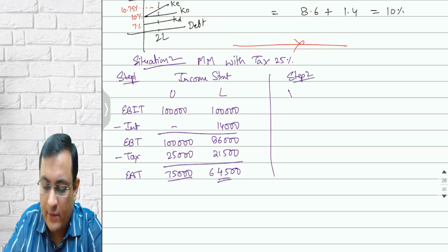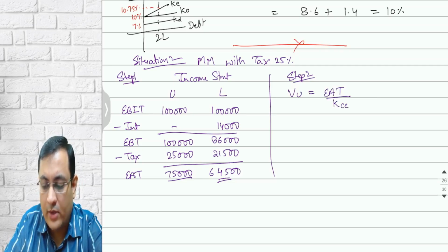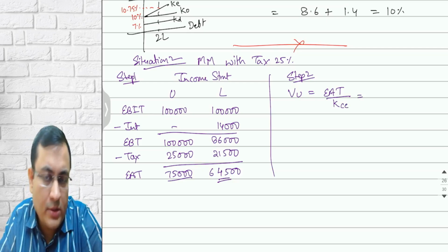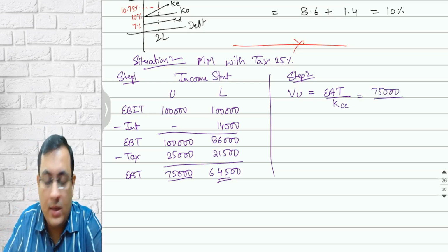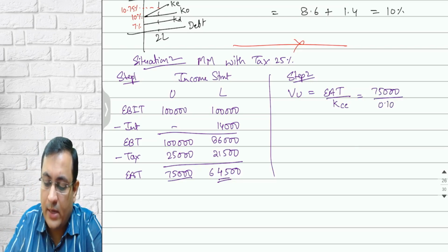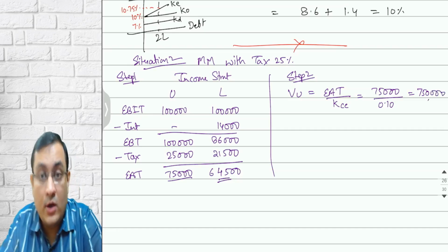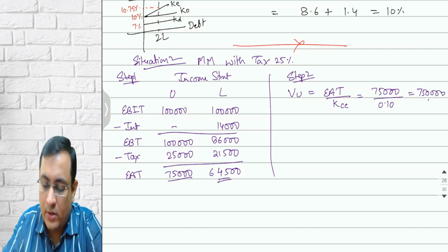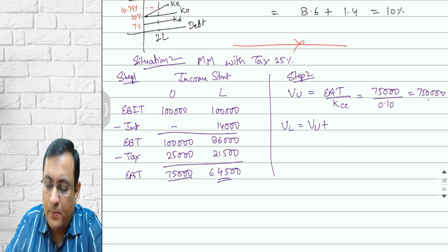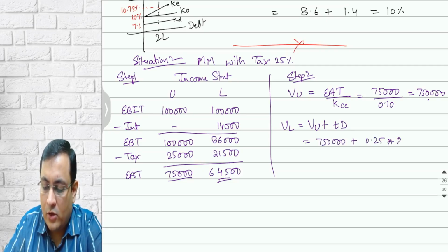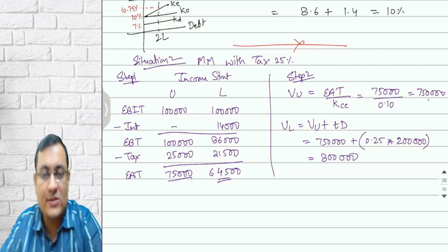So now second step, step 2. First calculate value of unlevered. Value of unlevered is earning after tax discounted by your cost of equity, because the equity holder is going to get 75,000 now. 75,000 over a cost of 10% is 750,000. So now it's not 1 million, it is less than 1 million even for unlevered. So what is VL? It is VU plus T into D, that is 750,000 plus 0.25 multiplied by 2 lakhs, which is 50,000. So my value of levered will be 8 lakhs.